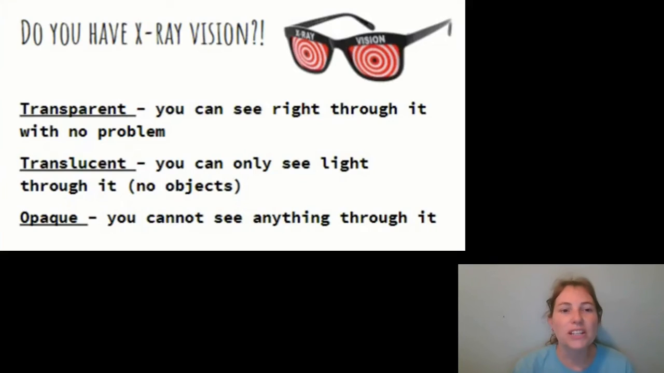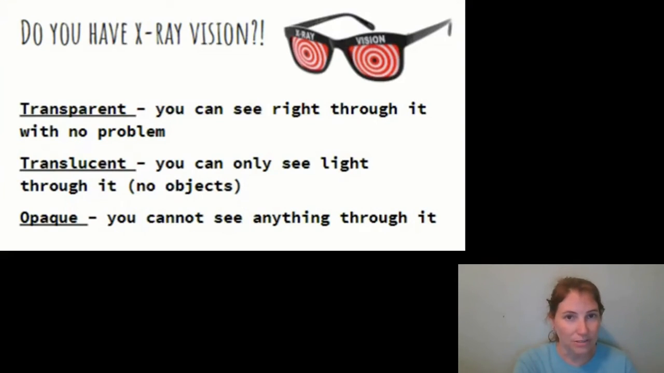So the first word is transparent. You can see right through it with no problem. Most of the windows in your house are probably transparent, or in your car. Basically, that's like plain glass or air. If you can see me right now, you're seeing through the air from my camera to my face, and that means it's transparent. Light goes through it, and you can see things on the other side very clearly.